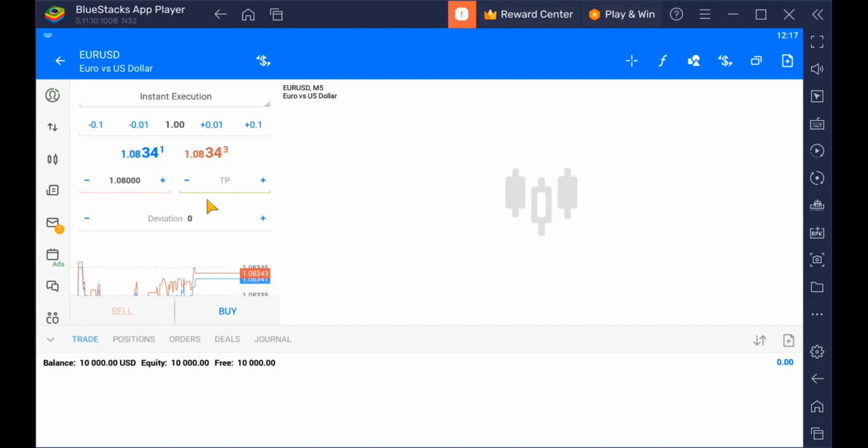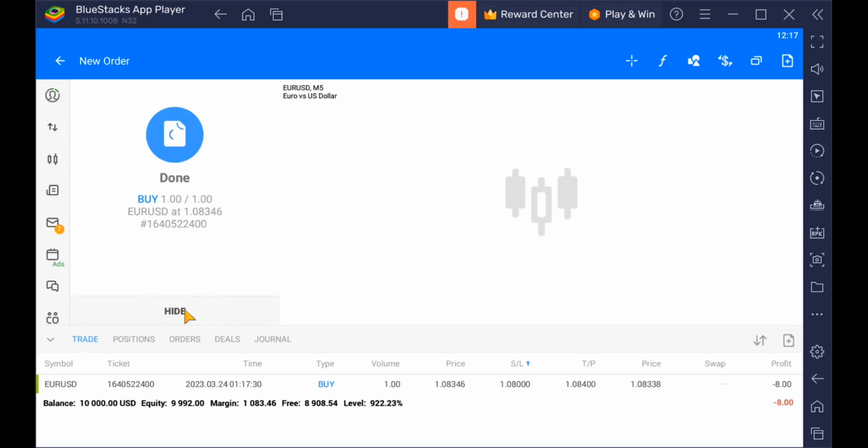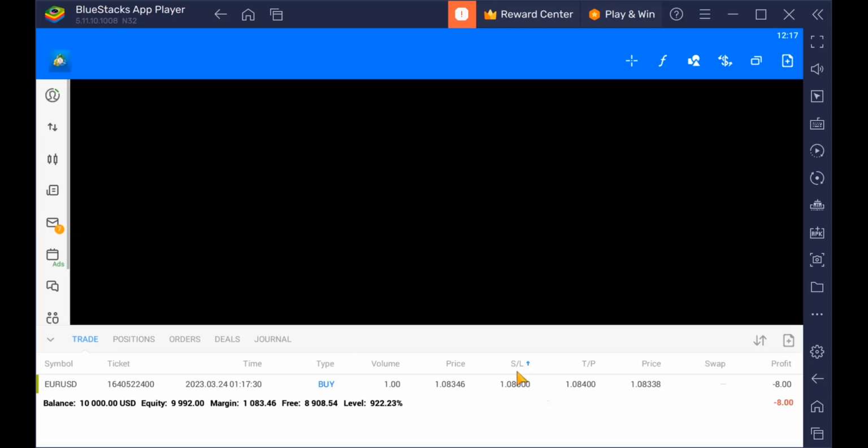So I know that price is going in my favor, but when it gets to a particular point, I want to close so that I will not lose my profit. So I can put a price that is higher than the current price. I can put 08, let's say 40. So this is it. I'll just click on buy, and it's going to set it for me.